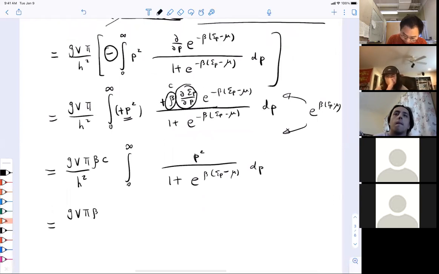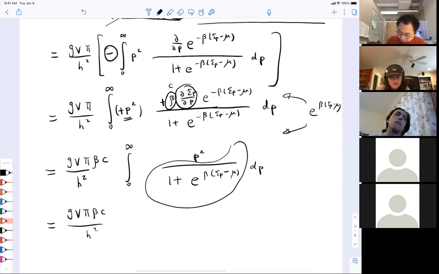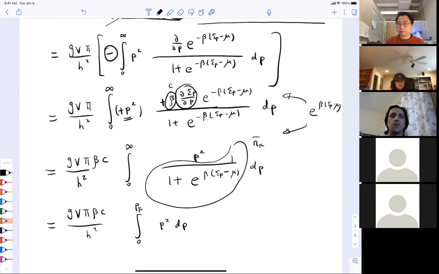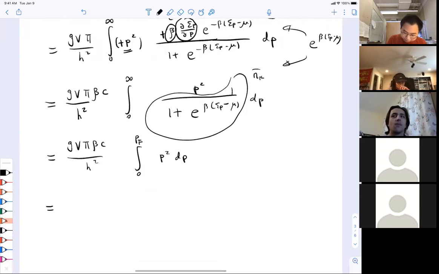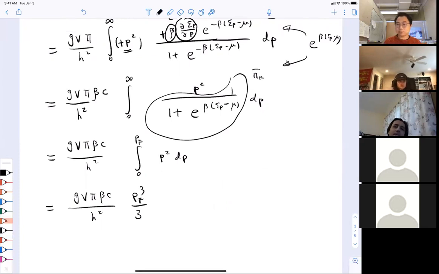GV pi beta c divided by h squared. Now you recognize that this is nothing but the distribution function, right? So it will cut the integral from 0 to pf. This is GV pi beta c squared, and this is a third pf cubed. Yeah, that's the answer.